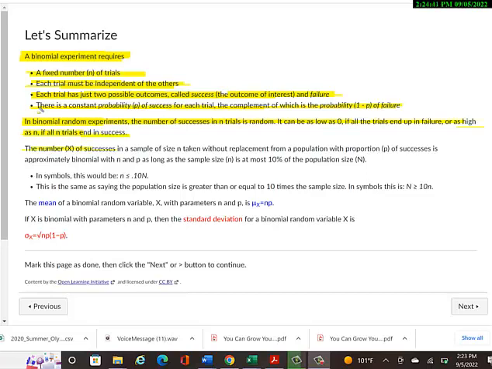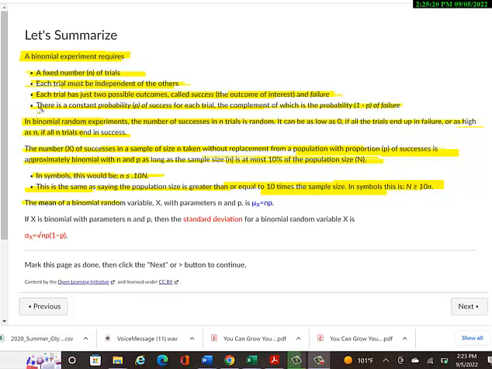The number X, capital X, of successes in a sample of size n taken without replacement from a population with proportion p of successes is approximately binomial with n and p as long as the sample size n is at most 10% of the population size, capital N. In symbols, this would be lowercase n is less than or equal to 0.10 times capital N. This is the same as saying the population size is greater than or equal to 10 times the sample size. In symbols, this is capital N greater than or equal to 10 times lowercase n.